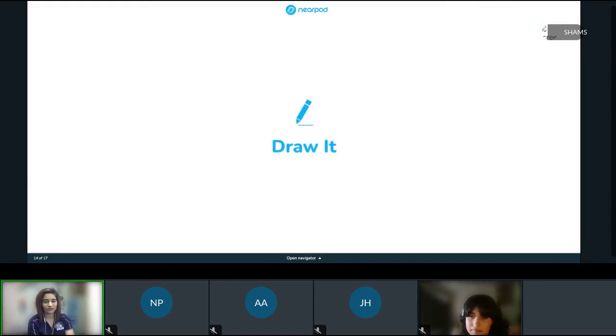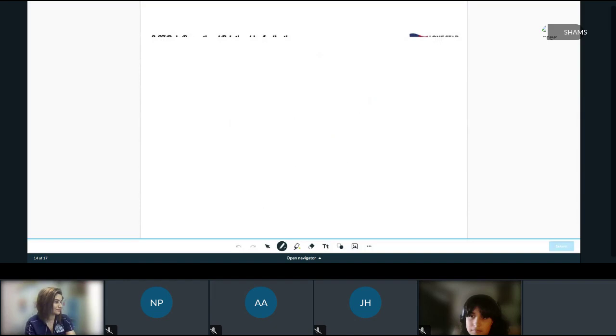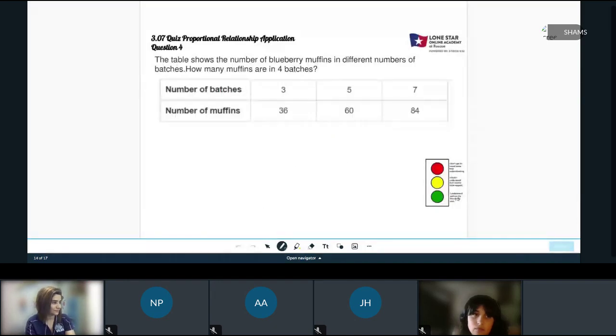Okay, third variety of question 4. The table shows the number of blueberry muffins in different number of batches. How many muffins are in 4 batches? Now they're becoming smarter and smarter. They want to make less connections between the values in the table. You want to figure out for 4. 4 batches will have how many muffins, right? Everybody get started. Let's see how you will approach the question.